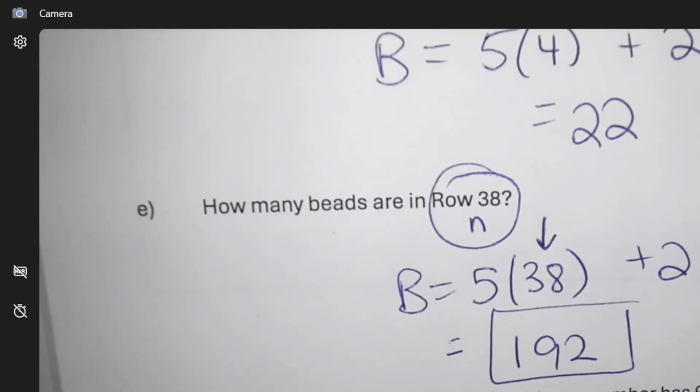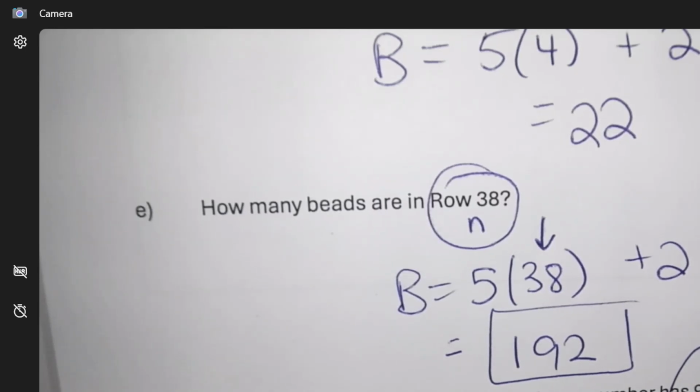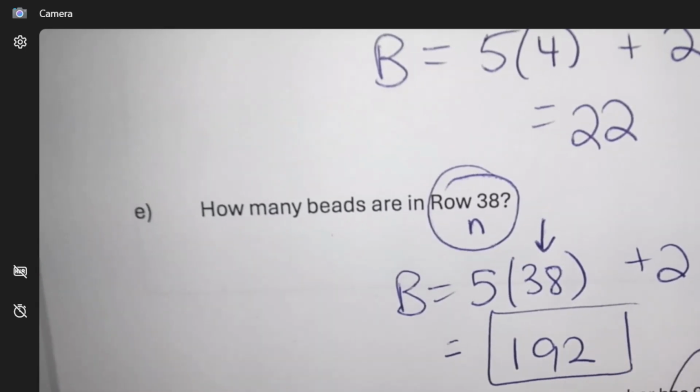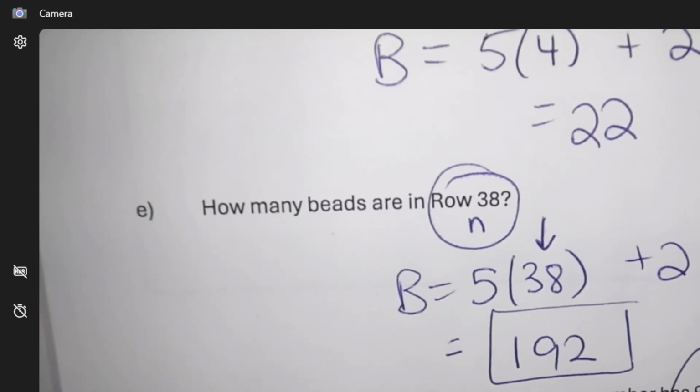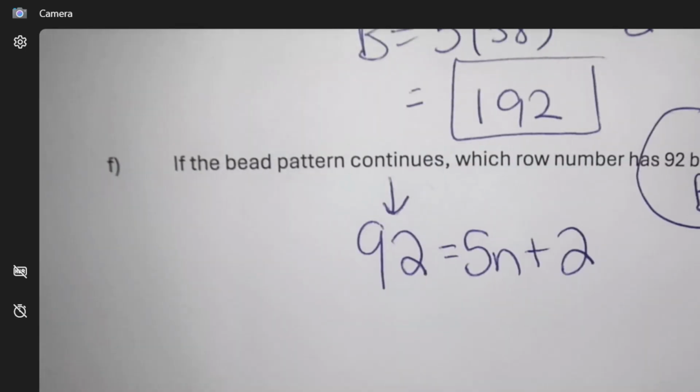Okay, if the bead pattern continues, which row will you have 92 beads? So 92, where should I put that? The B or the N spot? The B spot. So 92. So remember what you're doing. You're replacing the variable of your choice. Where does it belong? So 92 beads.